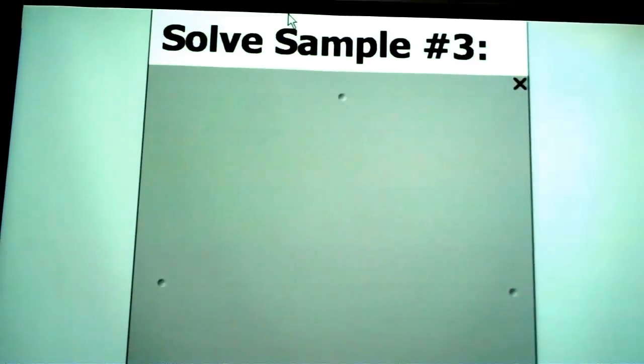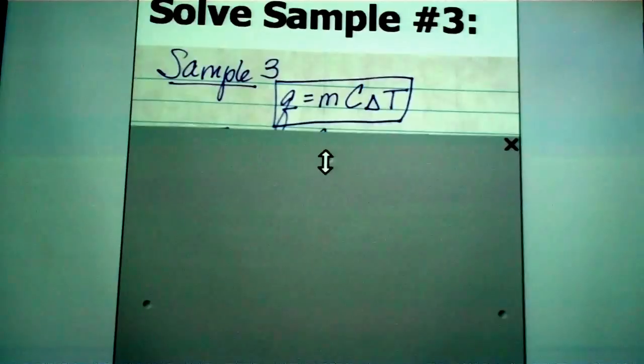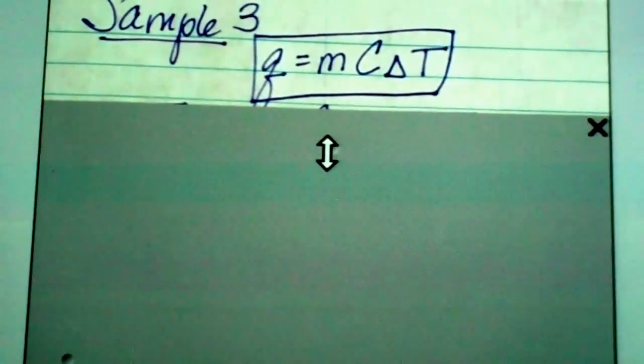Let's solve. So you go and you write. What do you think you write first? I think you know. Exactly. You write the equation. If you don't know what the equation is, where do you go? Table T. There it is, Q equals MC delta T. It looks like MCAT.